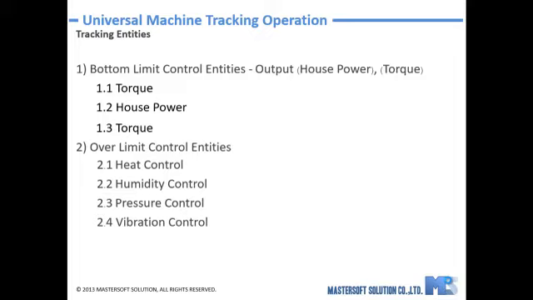The second is the thing that we don't want to happen. It is the over limit control entity. What it is all about is the entity or the status that can ruin the machine. It is about the temperature, the humidity, the pressure, and the vibration. In some terms, we call it the sound monitor. The sound will help us a lot as a significant factor to define the status of the machine.